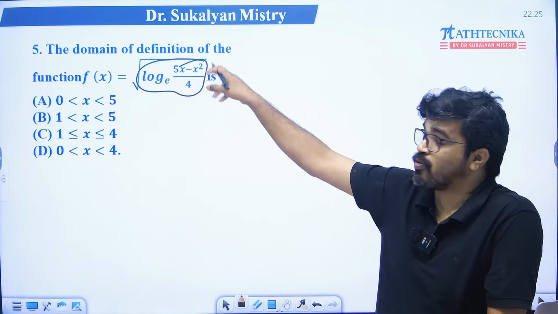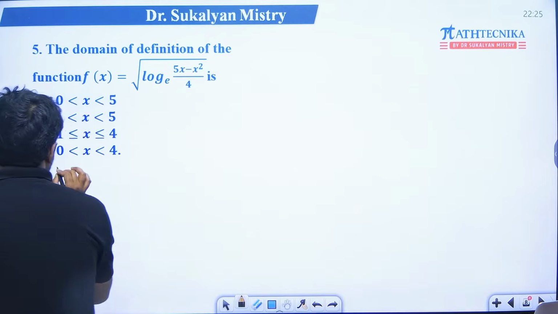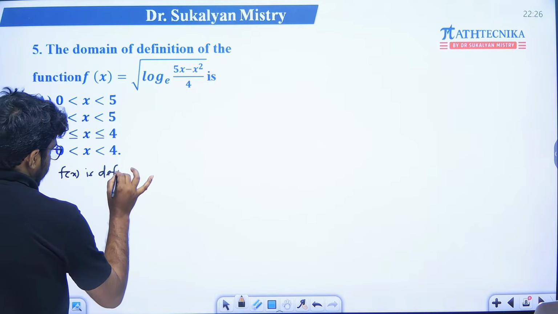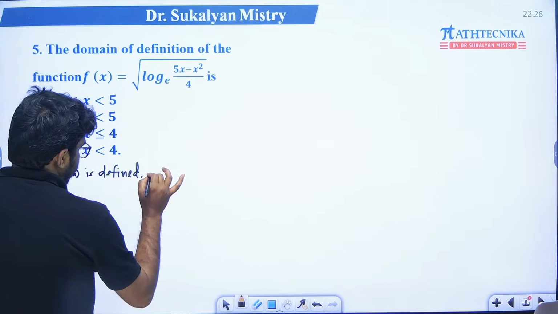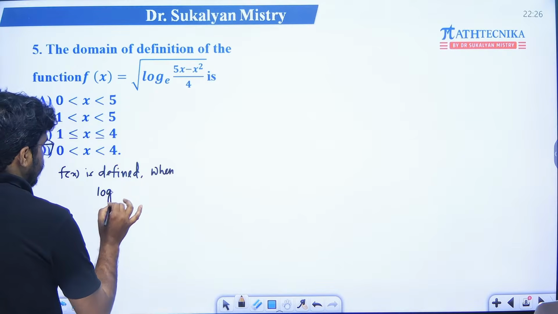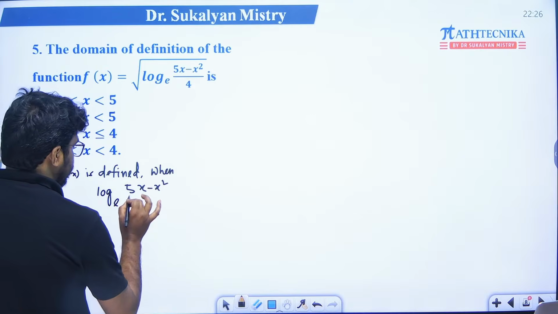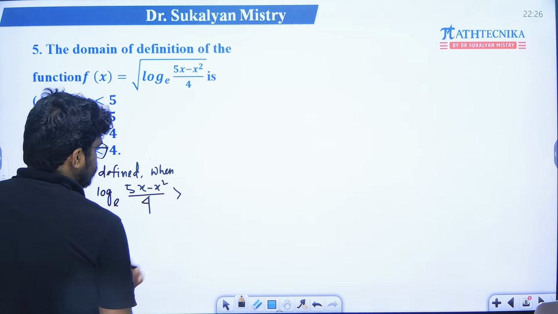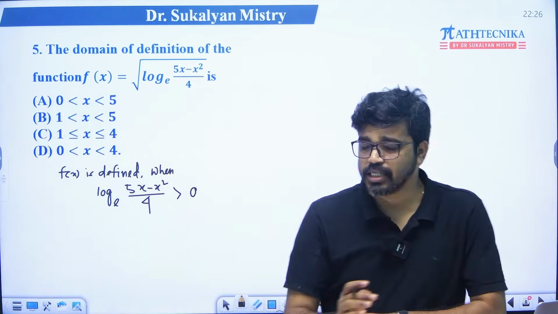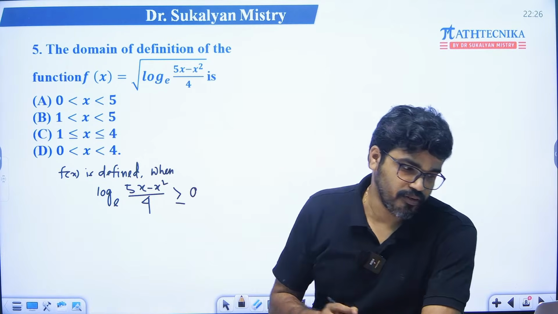A negative under the root gives an imaginary part. Okay, so here fx is defined if log of fx minus x square divided by 4 is positive. Yes or no? Yes, if this is positive, that is if this is greater than or equal to 0, we say that this function is defined.